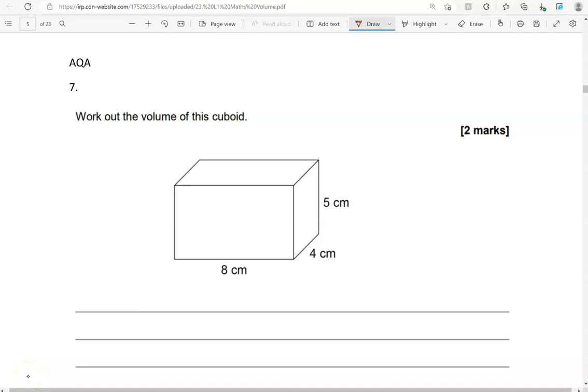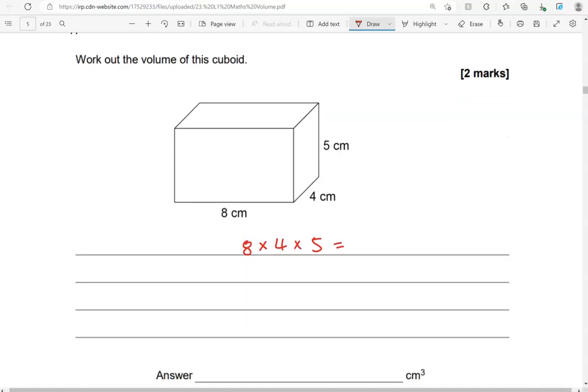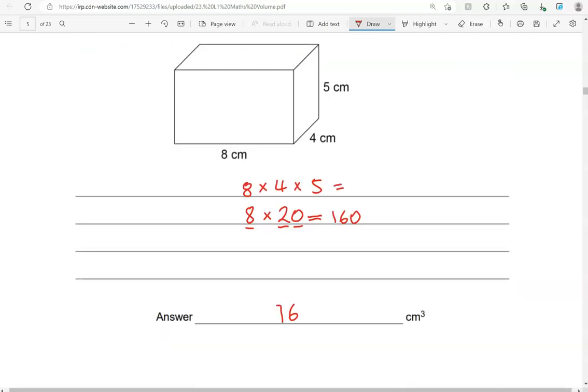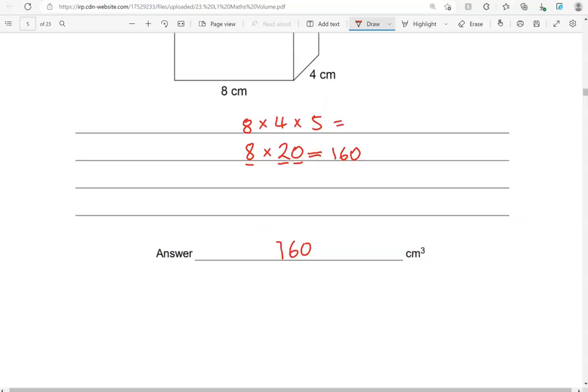Work out the volume of this cuboid. So we're doing 8 times 4 times 5. 8 times 20, because 4 times 5 is 20. We could do these in any order we like. So 8 times 2 is 16. Add the 0, gives us 160. So this is 160 cubic centimeters.